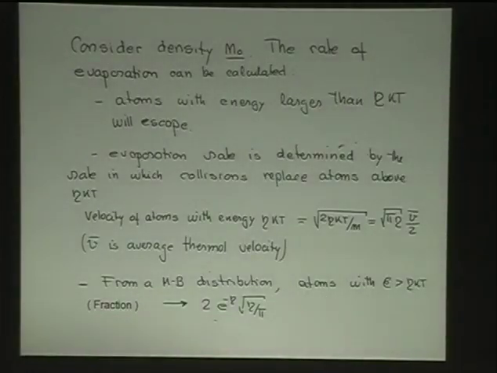Okay, so let me put the bad and the good collisions now. Suppose you have a density there that I'm calling N0. The rate of evaporation can be calculated the following way. Atoms with energy larger than this will leave, will escape. Remember, eta kT is the escaping energy. Evaporation rate.